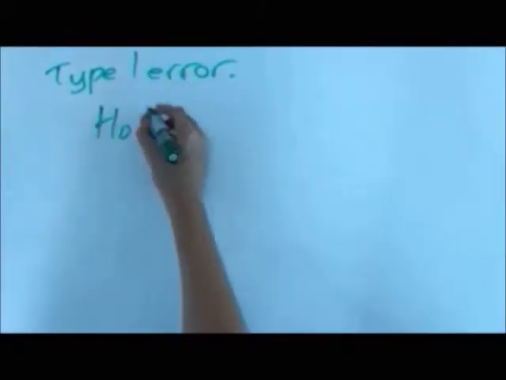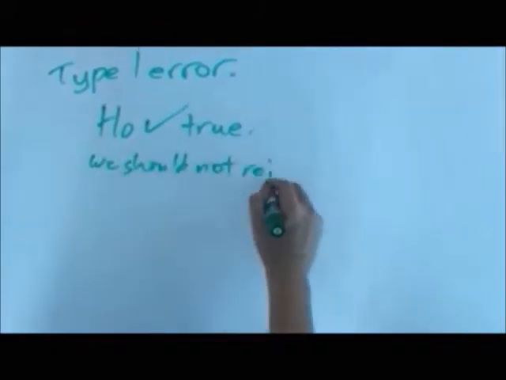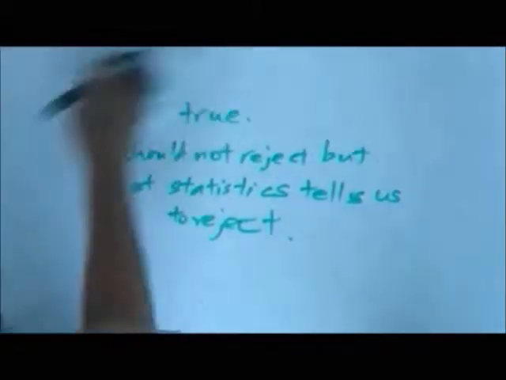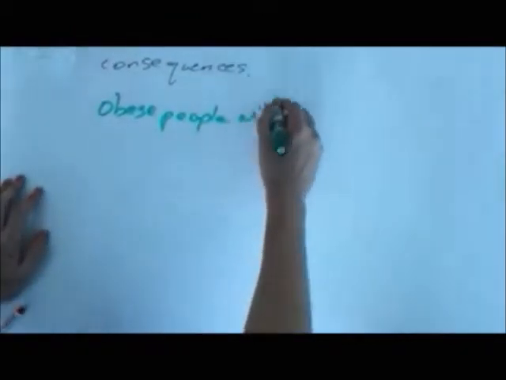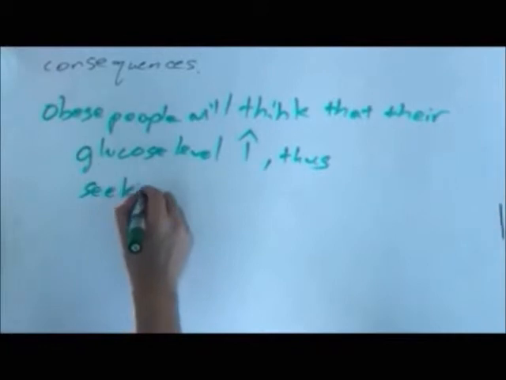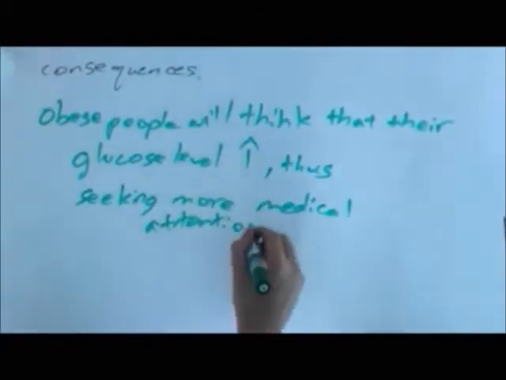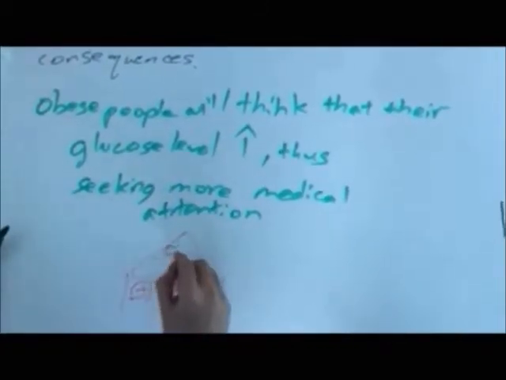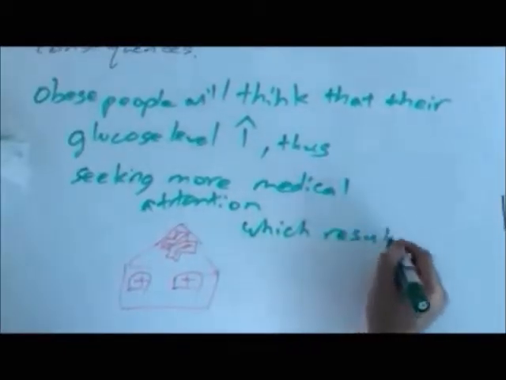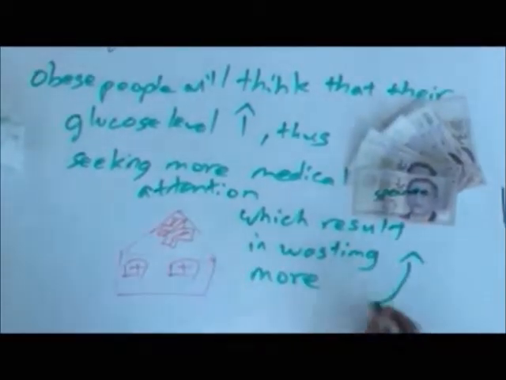For the type 1 error, the null hypothesis is true, but the test statistic tells us to reject. The consequences are very dire because the glucose level between obese and normal people is actually the same, but the hypothesis test concluded that they are not. This will make the obese subjects think that they have a higher chance of getting diabetes and thus go for more health checkups, wasting more money and time.